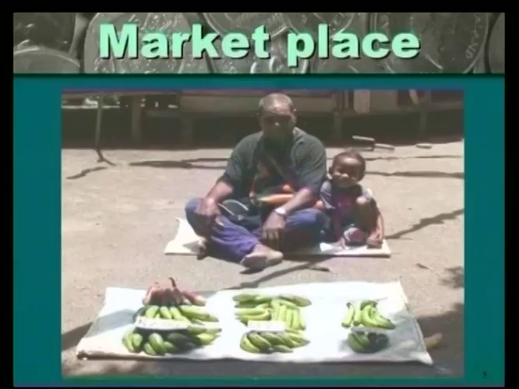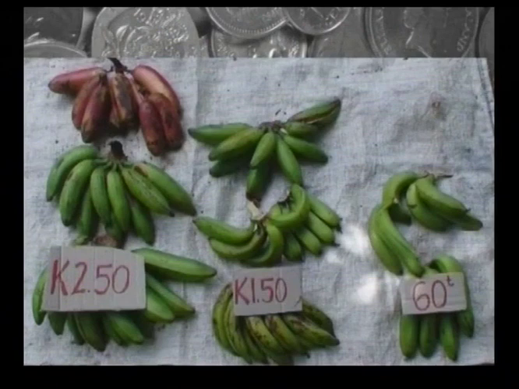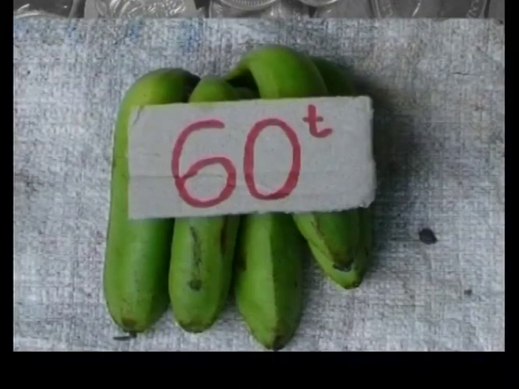Okay? When I entered the market, there was an old man selling some bananas with his granddaughter. And the prices for each banana were 60 toya, 1 kina 50, and 2 kina 50. I don't have much money, so I only bought the banana which was 60 toya. Eights and receiving students, I would like you to tell me how much change the old man is going to give me after I buy the 60 toya banana.